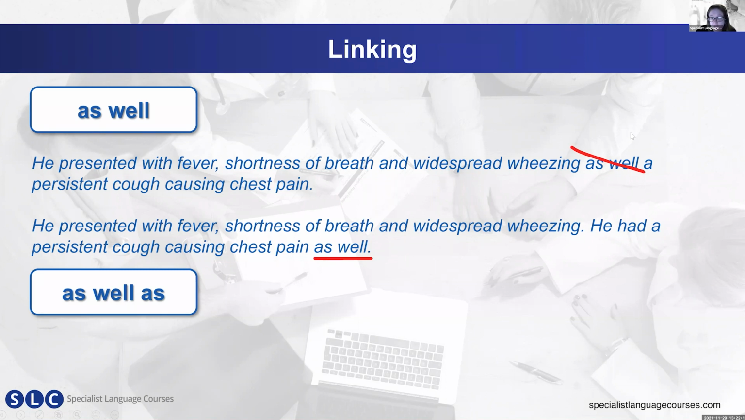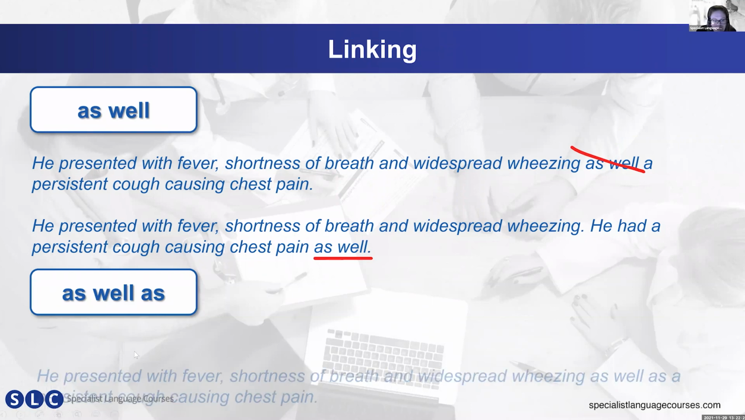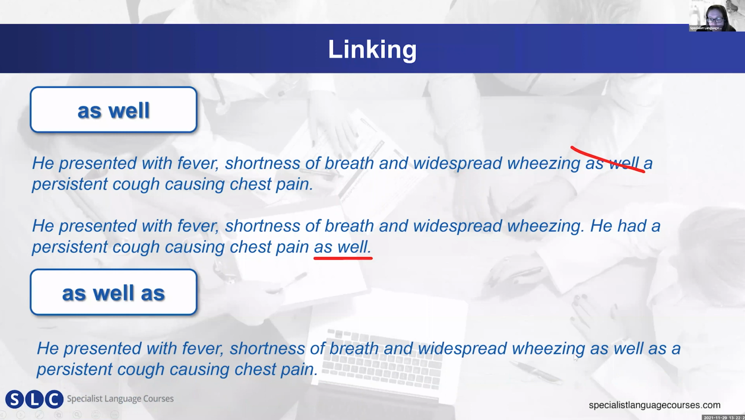However, if you want to use "as well as" as a connector, meaning "and", we can, but we'd have to do it like this: "He presented with fever, shortness of breath, and widespread wheezing, as well as a persistent cough causing chest pain." And here it means "and", very similar to "in addition to". So if you're putting it in the middle of a sentence, it must be "as well as", not just "as well".